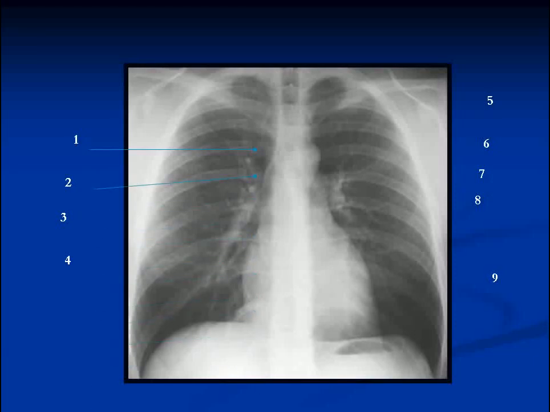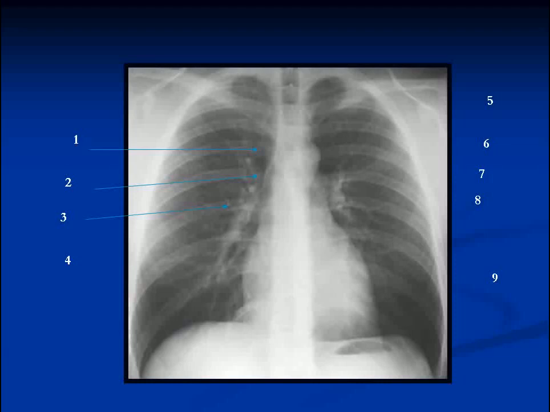The next structure we'll talk about is this little almond-shaped structure, which is just above the right mainstem bronchus. This is the azygos vein. Now, the azygos vein is an alternate pathway for blood to flow from below the diaphragm up into the heart, and the azygos vein actually empties into the superior vena cava.